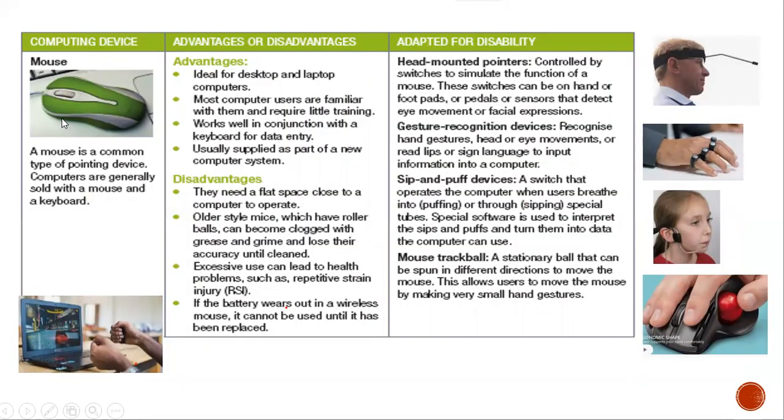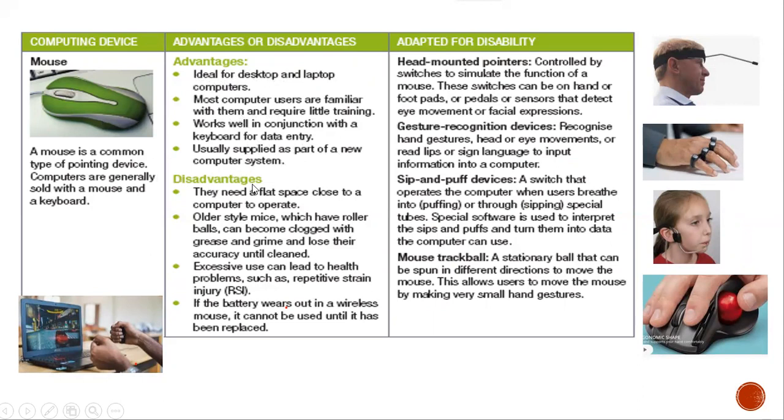Now your mouse or your pointing device, the standard mouse comes with a computer, but we have other pointing devices or input devices that work similar to a mouse. Now the advantages is it's ideal for desktop and laptop computers. Most computer users are familiar with a mouse and require little training. It works well in conjunction with a keyboard for data entry, and it is usually supplied as part of a new computer system. So that's an advantage.